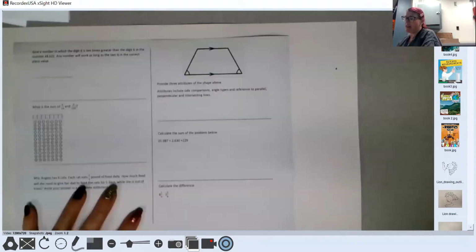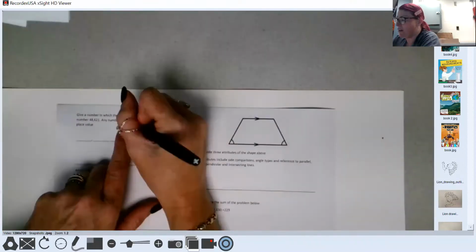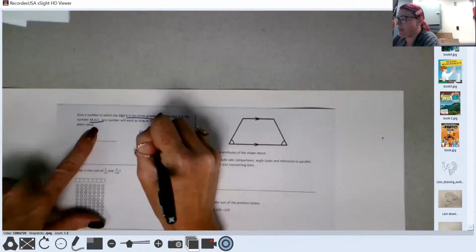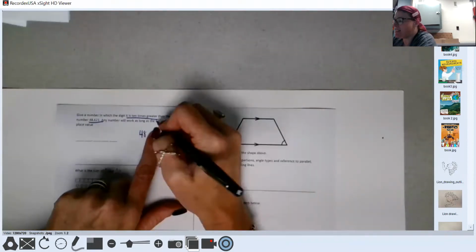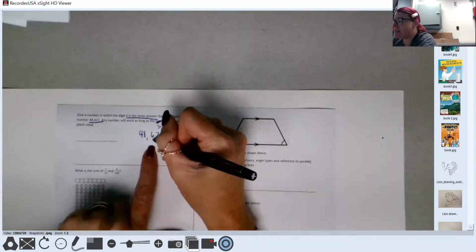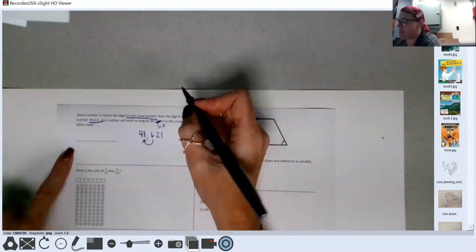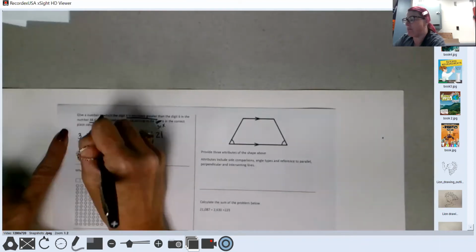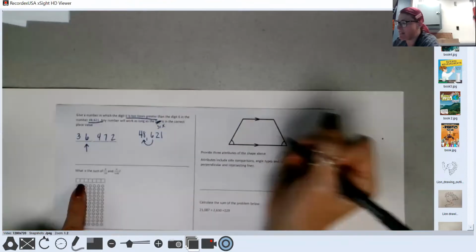All right. Give a number in which the digit 6 is 10 times greater than the digit 6 in 48,621. Any number will work as long as the 6 is in the correct place value. So I need my 6 to be 10 times greater. That means I'm moving 1 place value to the left. So my 6 has to be in my thousands place, and I could put any other digits as long as my 6 is in the right spot.